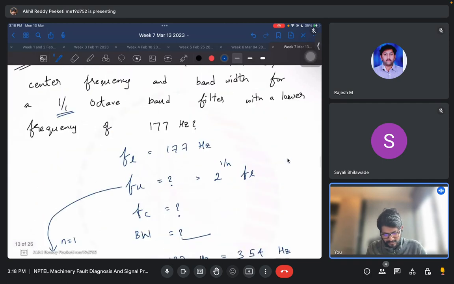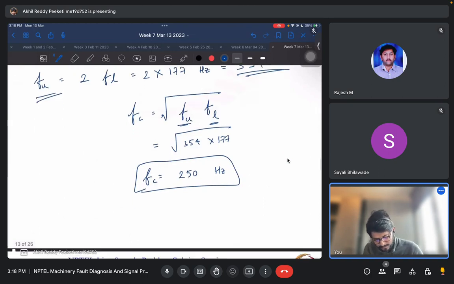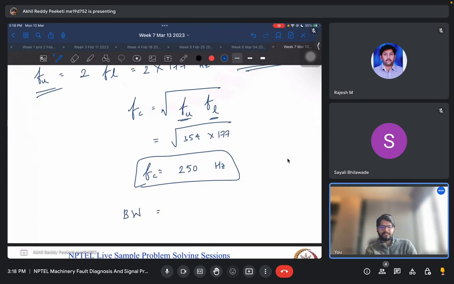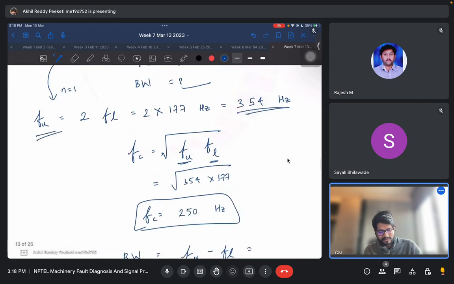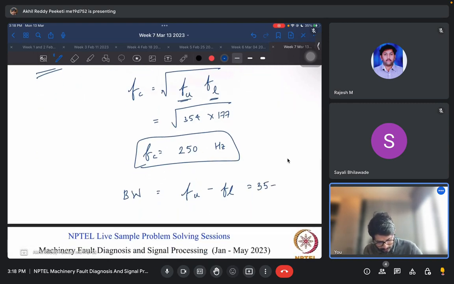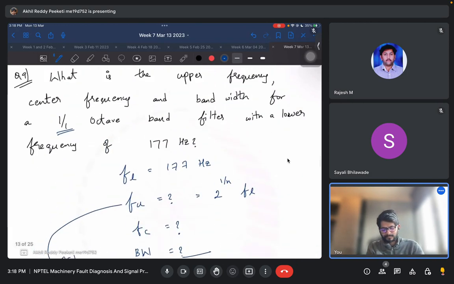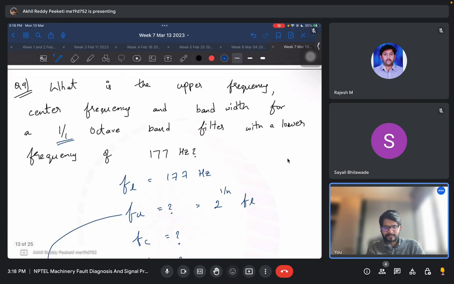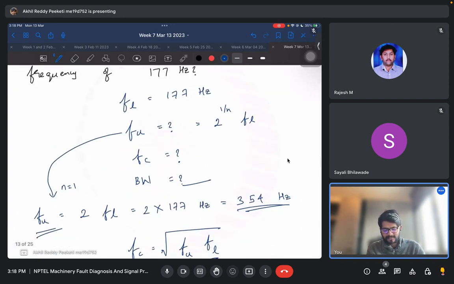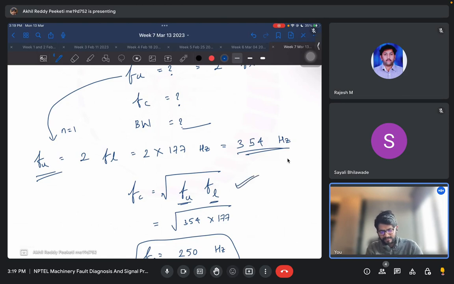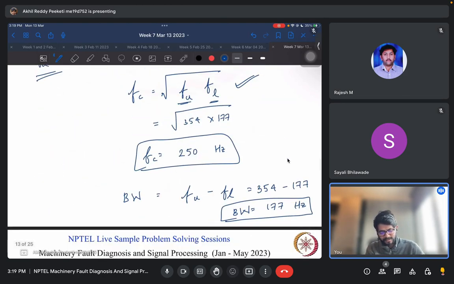Yeah. So next, what is the bandwidth? What is the bandwidth in a band pass filter? It is just the difference between the cutoff frequencies. So here FU is 354 minus 177, so 177 Hertz. Okay. So is this question clear? How we can estimate from the lower frequency alone the rest of the parameters, the upper frequency, the center frequency and the bandwidth. Okay.